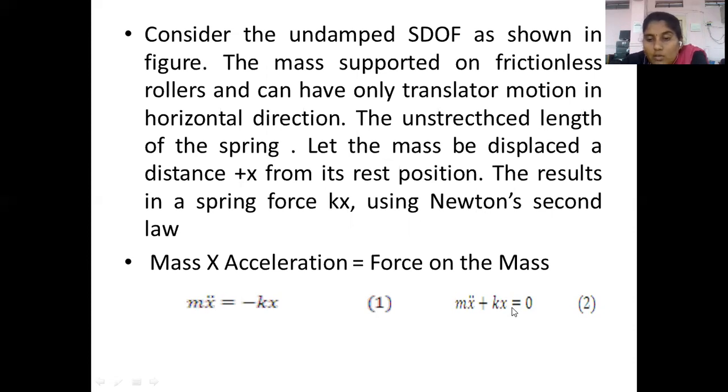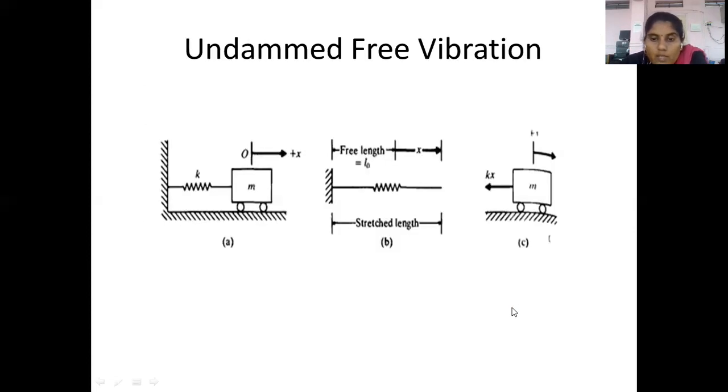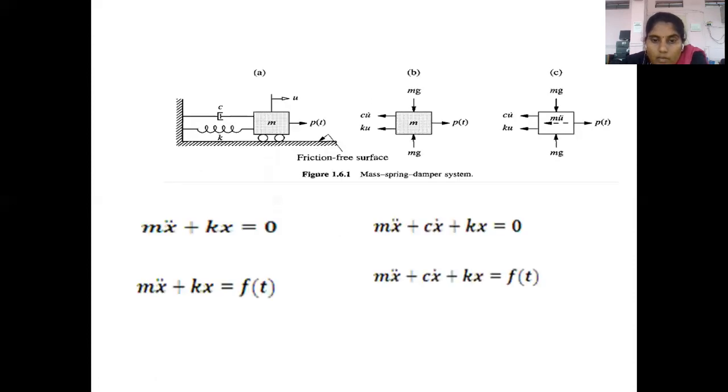That is equation number 2, which is produced from this mass spring damper system. Our generalized equation is the fourth equation, mx double dot plus cx dot plus kx equal to f of t. But where the damping coefficient C is 0, the Cx dot term becomes 0, and the external force is not there, so the f of t term becomes 0.